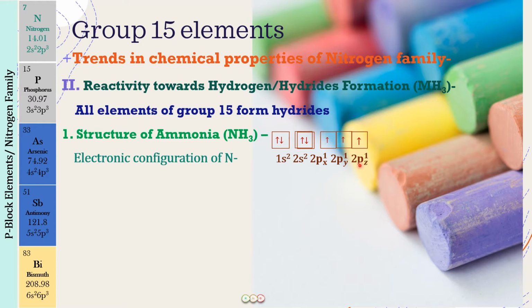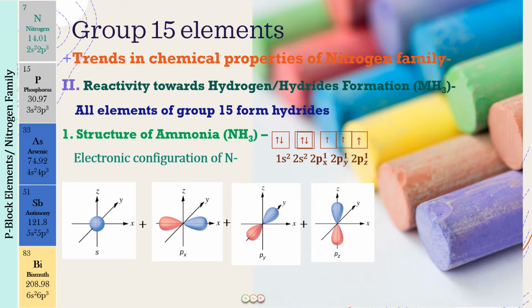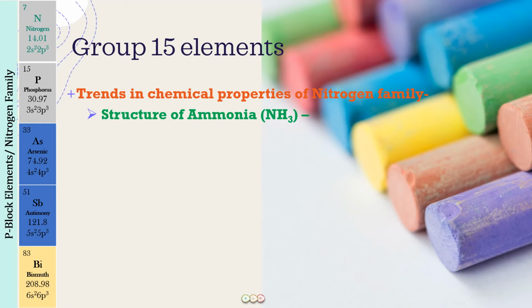I hope no problem. Now, when it forms the ammonia molecule, these 4 orbitals of the valence shell undergo hybridization, and they result in the formation of 4 hybrid orbitals, which are sp3 hybridized orbitals. Okay, I hope this is clear. No problem. Good. So now what do we have? We have 4 hybrid orbitals.